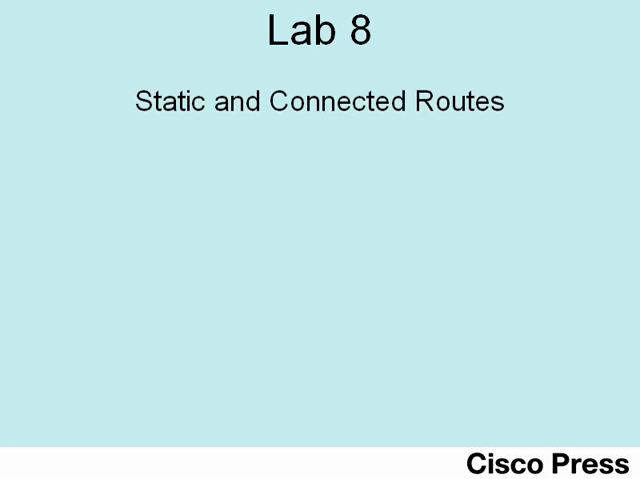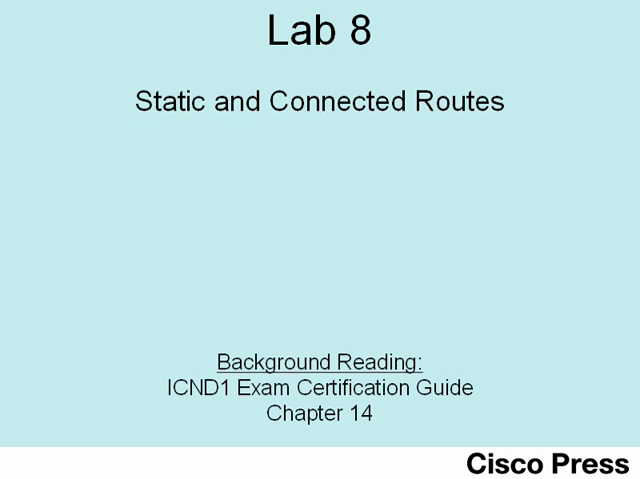This lab explains how to configure static routes as well as the requirements for connected routes to show up in a router's routing table. If you're using the Cisco Press exam certification guides, note that the ICND1 book, Chapter 14, introduces both of these concepts.